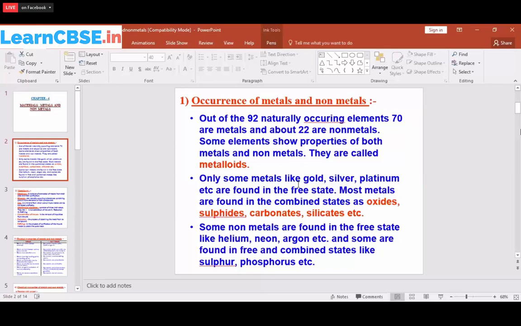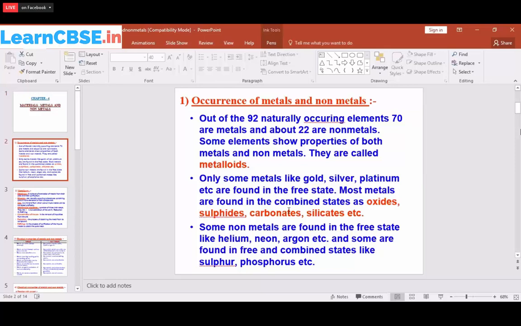But only some metals like gold, silver, platinum, which we call precious metals, are found in the free state. Free state means it is not combined with any other atom, say for example oxygen, chlorine, or sulfur. It exists in the metallic state as such, just with impurities such as sand, because we are getting it from the earth's crust, right? So it contains only sand as the impurity.